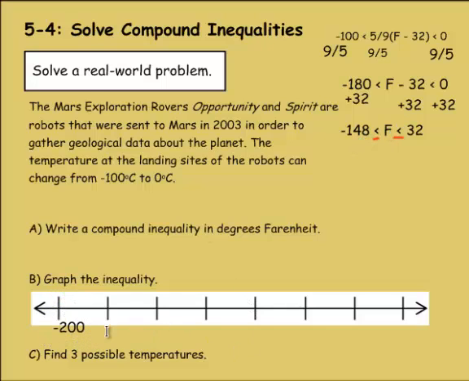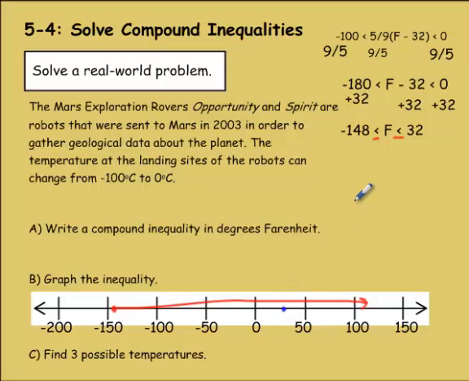So if I'm going to plot out my points, I'm going to start at -200 here, and we're going to count by 50s. Okay, so if I plot my points, I need a closed circle at negative 148, which would be right about here. And then that's less than F, or F is greater than or equal to that, so we're going to go in this direction. And then I need a closed circle at positive 32, which is right here. And then 32 is greater than or equal to F, so we're going to go in this direction. So the robots have to be between negative 148 and positive 32.